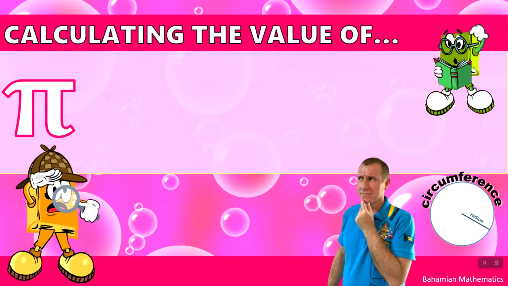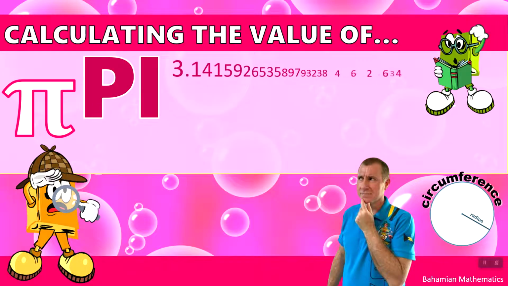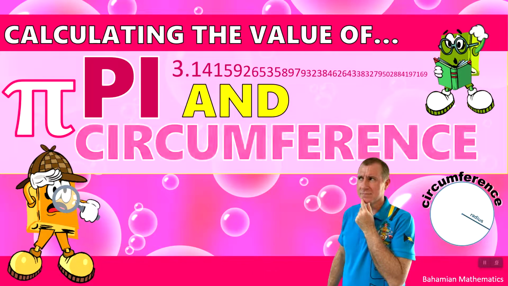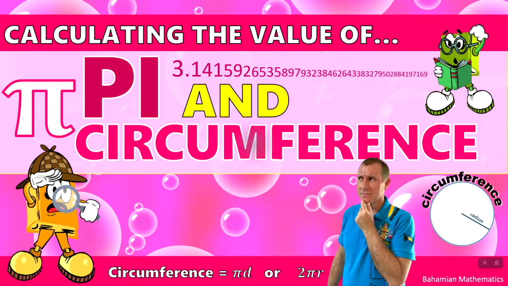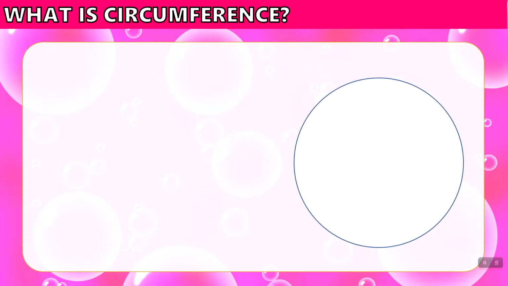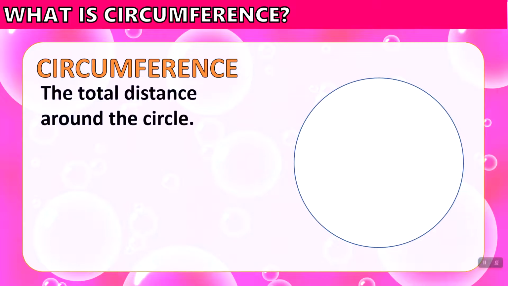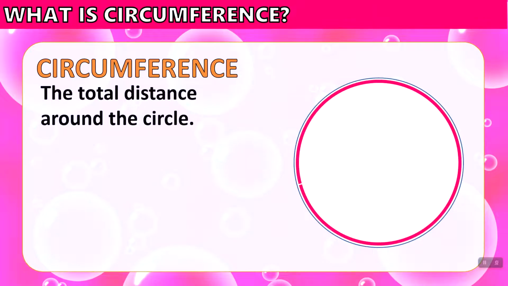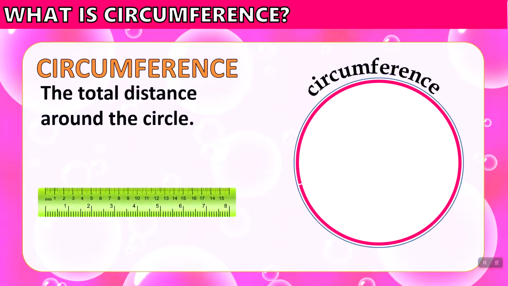In today's video, we will learn how to calculate the value of pi along with the circumference. Let's take a look. First, let's review the definition of circumference. Circumference has to do with the circle, and it is the total distance around the circle. If we started at one point and went all the way around until we came back to where we started, that distance is called the circumference.